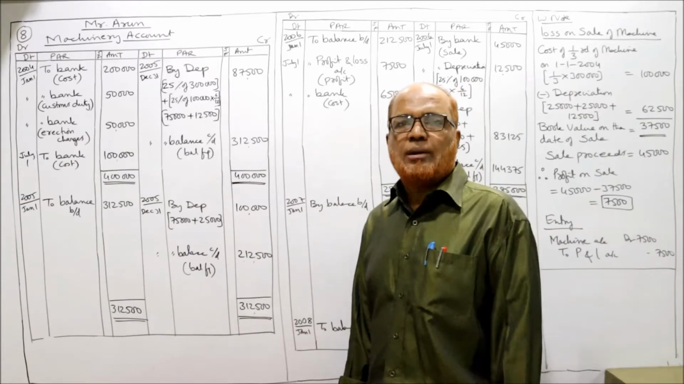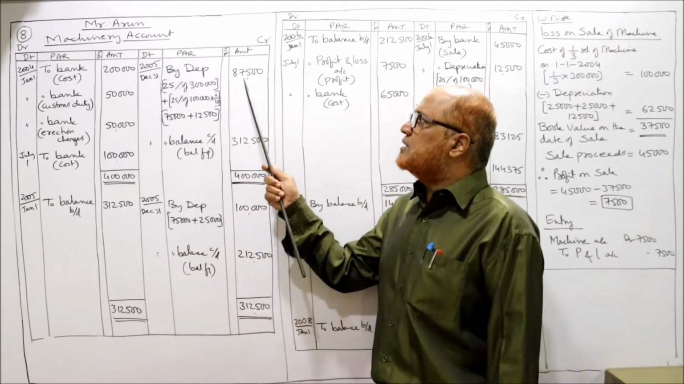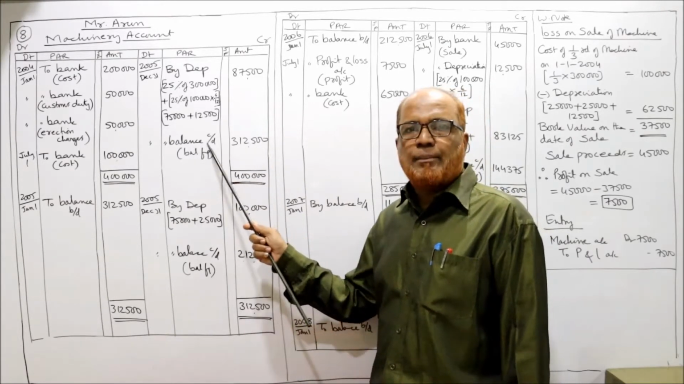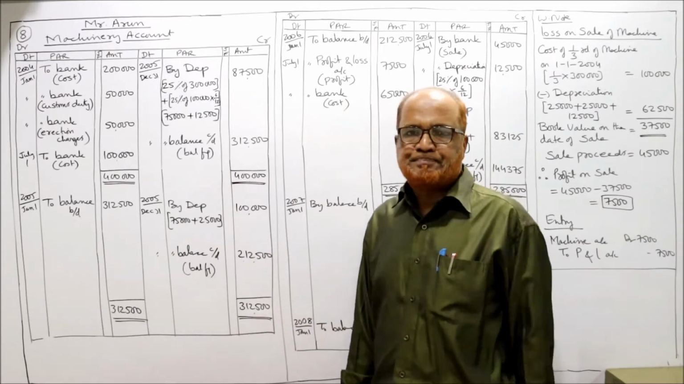Now take the total on the debit side. Debit side total 4 lakh. From 4 lakh subtract 87,500, the balancing figure 3 lakh 12,500 by balance carried down. This is the closing balance at the end of first year.